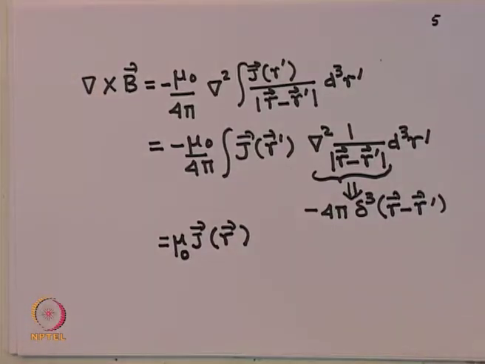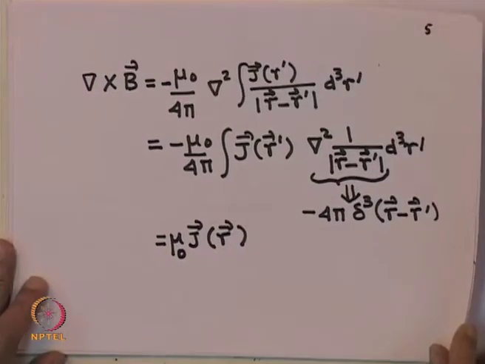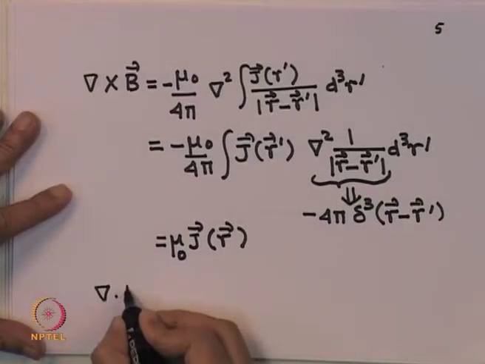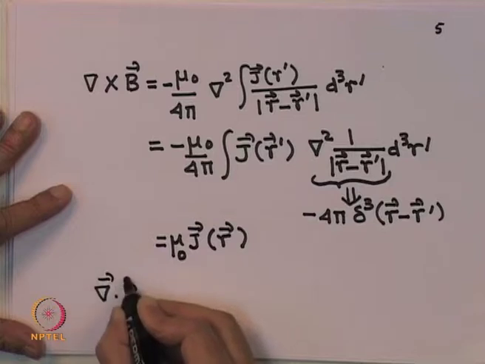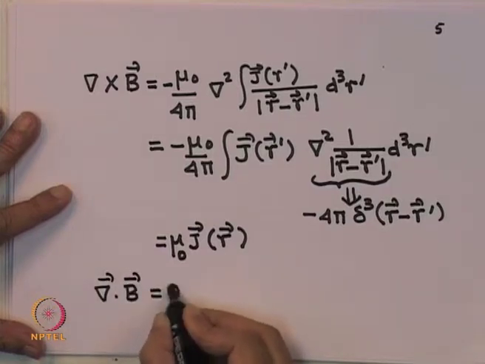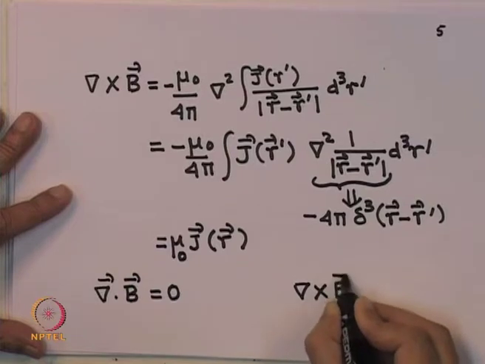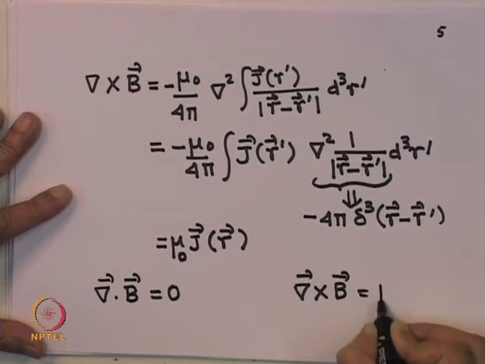So, therefore, combining the two, I have got divergence of B equal to 0, absence of magnetic monopoles, and curl of B is equal to mu 0 j.